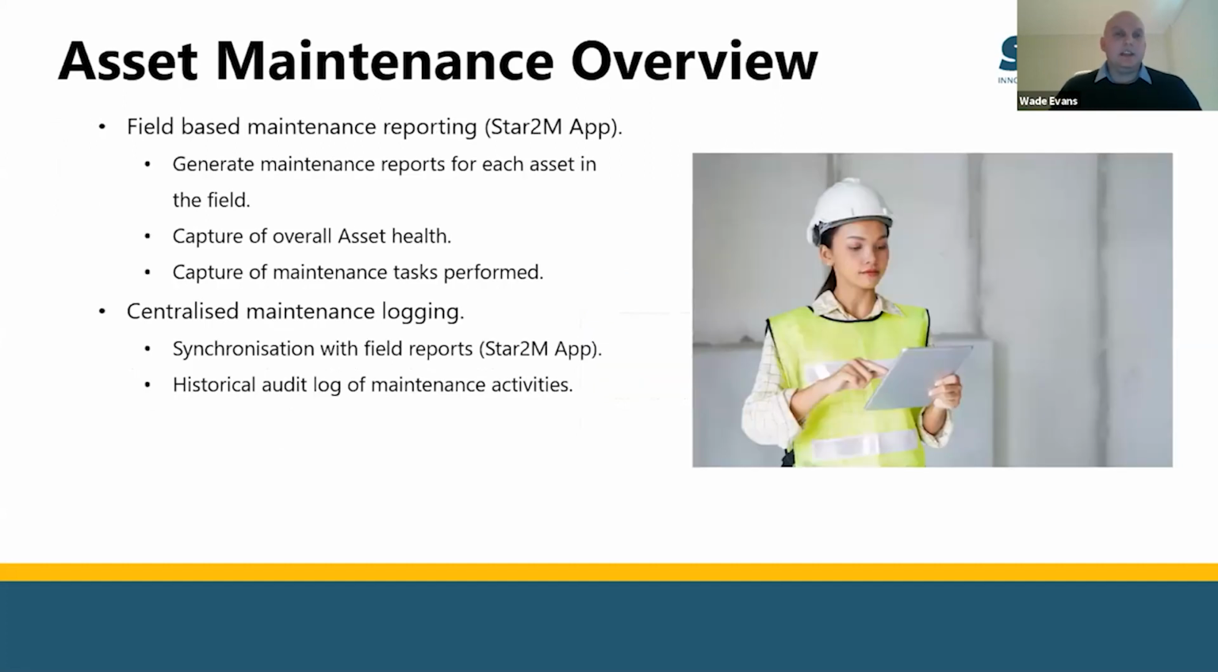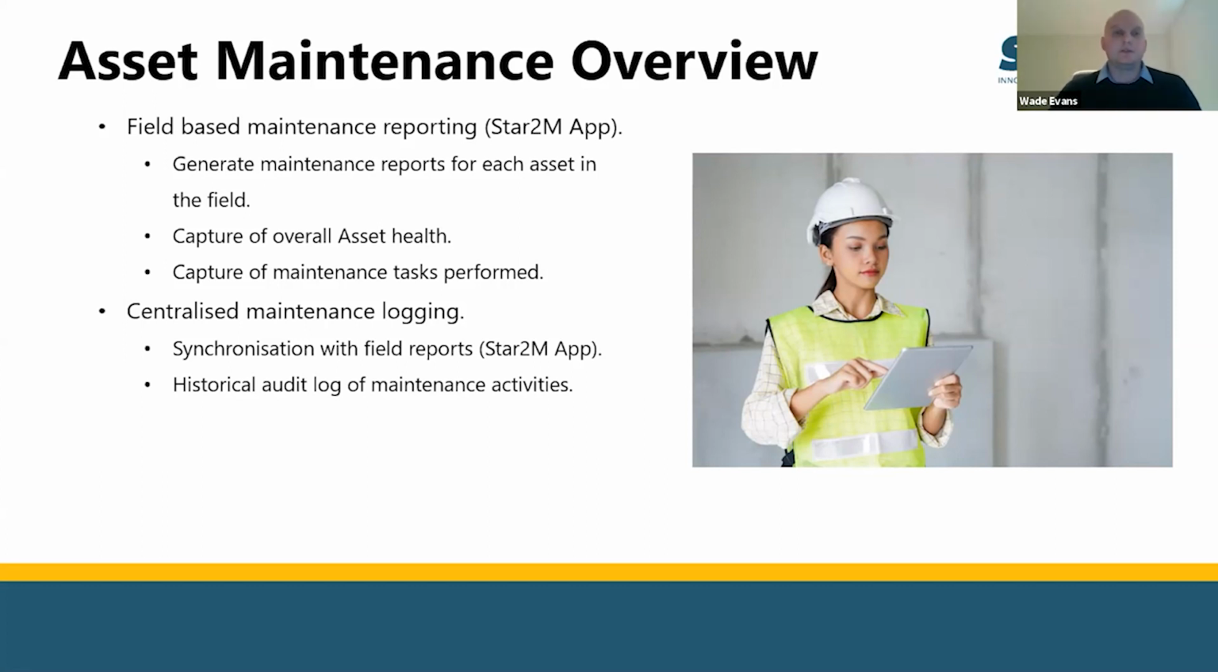Following on from this, we start hitting into our field component of what asset maintenance really is. So ultimately, being able to generate field-based maintenance reporting is absolutely critical, and we do that through utilizing our Star2M application, which is available on iOS and Android. And this syncs up into the Star2M portal to allow you to have a holistic maintenance approach. So the Star2M app allows you to generate those maintenance reports for each individual given asset. It allows you to do it in the field. That's how we utilize the Star2M app predominantly.